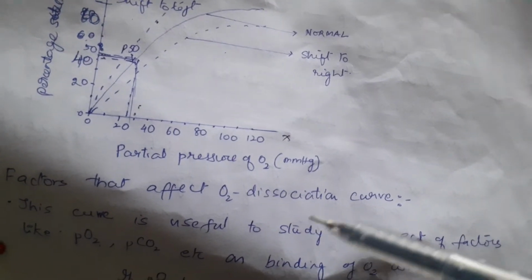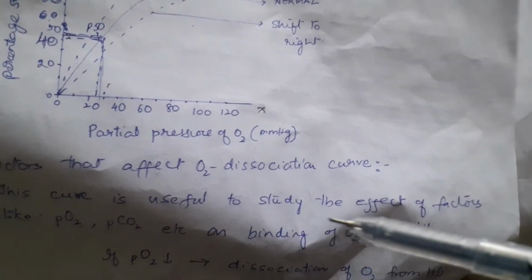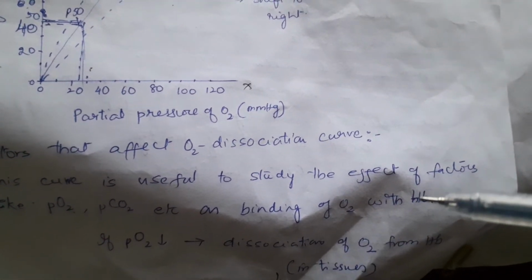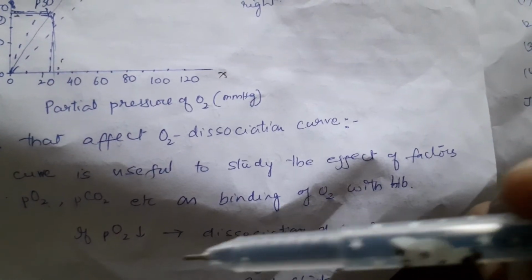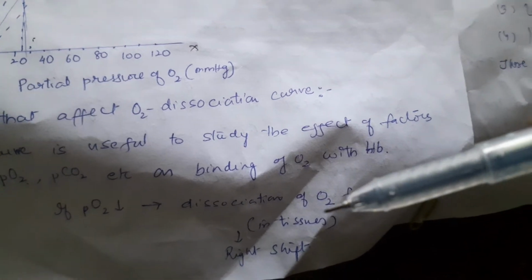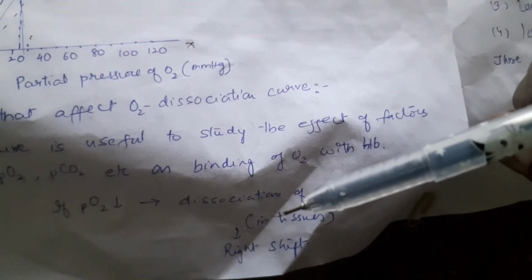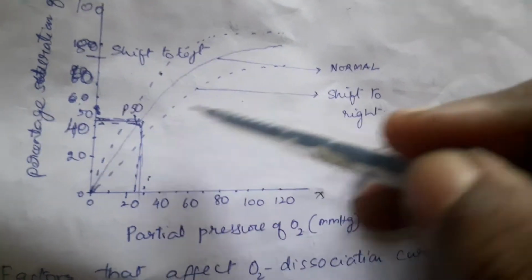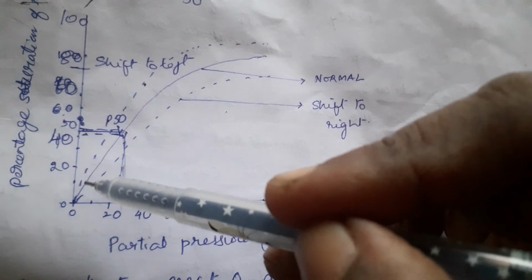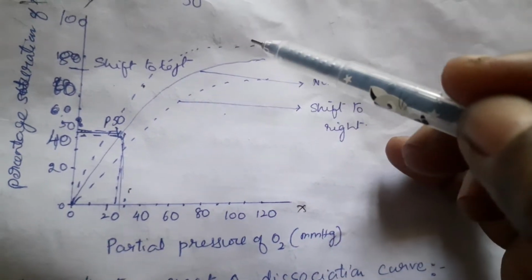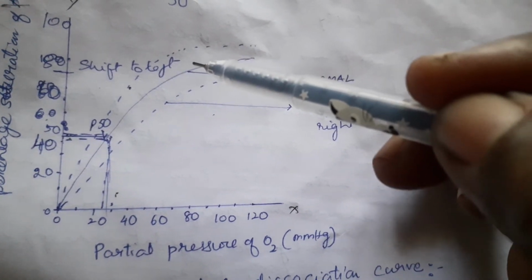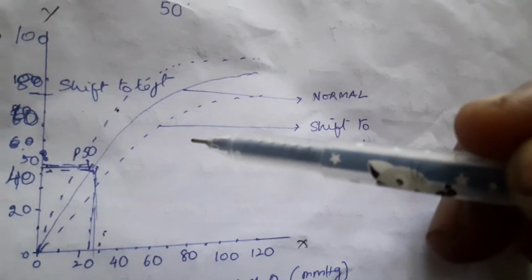Factors which affect the oxygen dissociation curve. This curve is useful to study the effect of factors like PO2, PCO2, etc. on binding of O2 with hemoglobin. If PO2 is less, as in tissues, dissociation of O2 will take place from hemoglobin and it is supplied to the tissues, and here the right shift will occur. So that indicates the dissociation, whereas the left shift indicates the association of O2 with hemoglobin at the alveoli. So this is the oxygen dissociation curve.